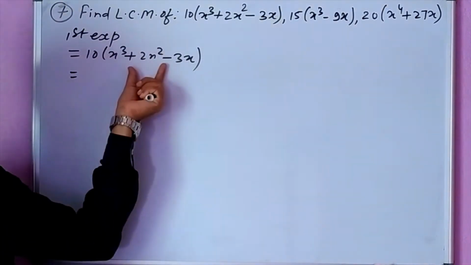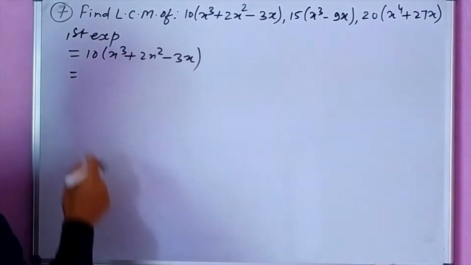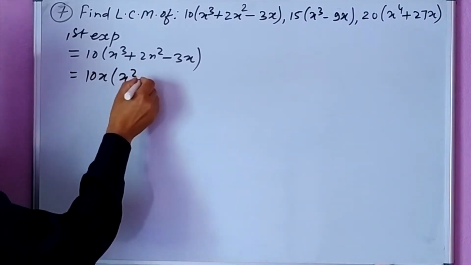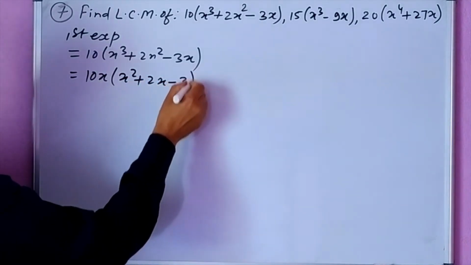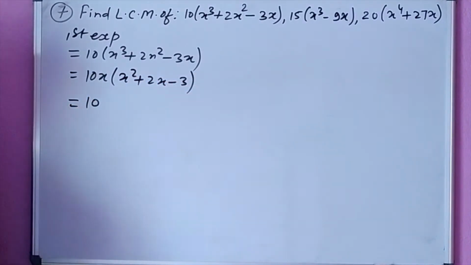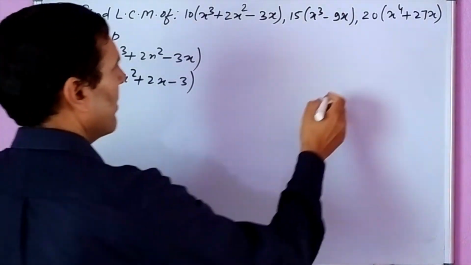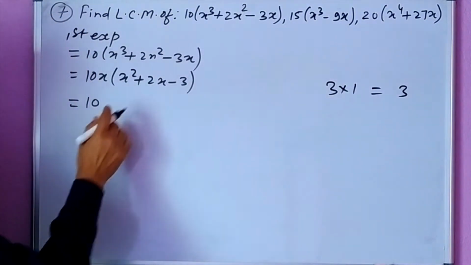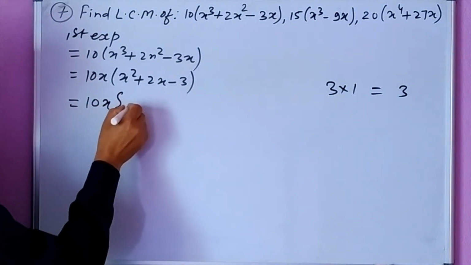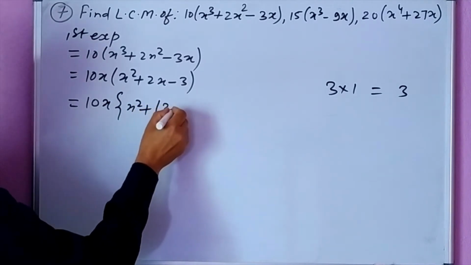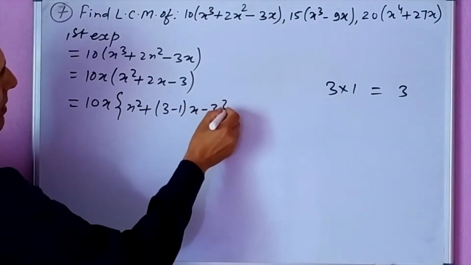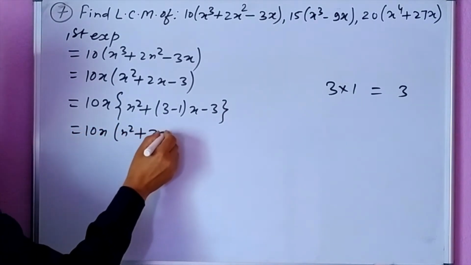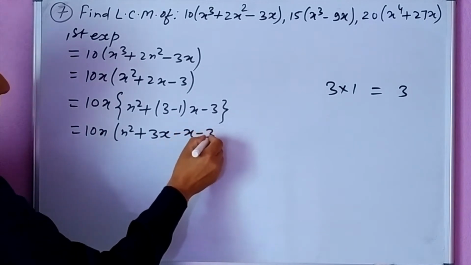You can see there is x common inside the bracket. We take this x common. So after taking x common, we get x square plus 2x minus 3 inside the bracket. This expression inside the bracket, 3 into 1, 3, so 3 minus 1, 2. By the product and sum rule, it can be factorized as x square plus 3x minus x minus 3.